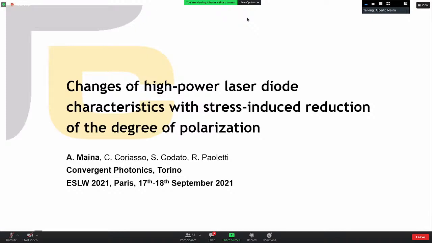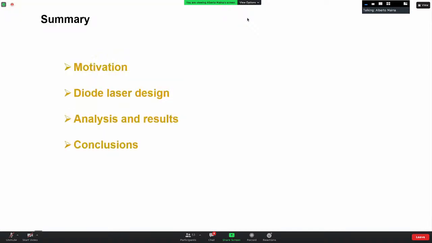And today I'm going to show our work on changes of high-power laser diode characteristics with stress-induced reduction of the degree of polarization. First, I'm going to show the motivation of our work and a short introduction to the diode laser design. Then analysis and results will be presented and some conclusions will be drawn.